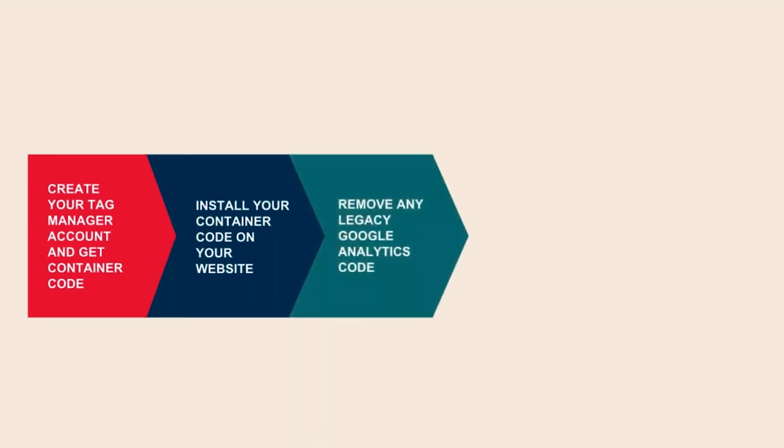While they're in there, you should have them remove any legacy code. You might already have Google Analytics code on your website. You want to get that removed so that we're not doing any sort of double tracking. This is really the only step you'll need help from IT. From here on out, once this is installed, you can do everything else yourself.